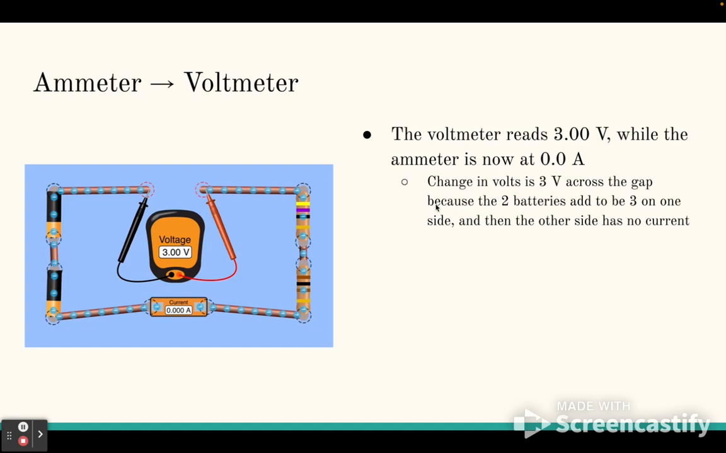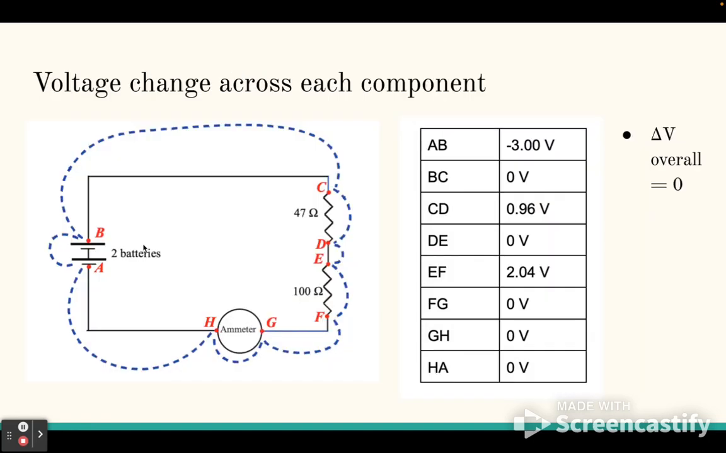So the change in volts is 3 across the gap, so it becomes 3 over here because of the two batteries, and then over here it's 0 because there's no current flowing through it, so the difference in that is 3 volts. That's why it says that. So the voltage change across each component, from A to B, it's 3, and then from B to C, it's 0, from C to D, it's 0.96, from D to E, it's 0, from E to F, it's 2.4. Those are passed to the two resistors, and this is between the batteries. And then for the rest of it, it's 0. So as you can see, -3 plus 0.96 plus 2.04 is 0. So that shows that it follows the loop rule.